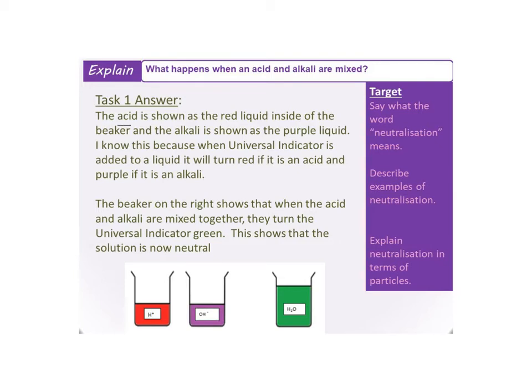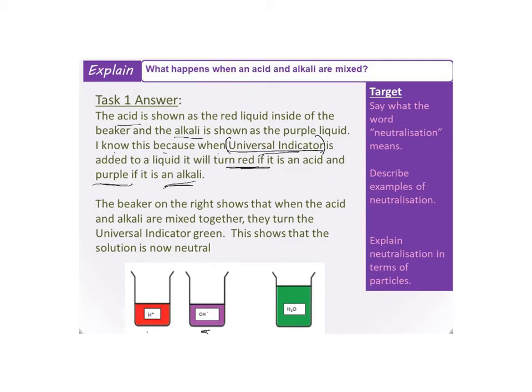The acid is shown as the red liquid inside of the beaker, and the alkali is shown as the purple liquid. I know this because of universal indicator, and that is the dye. If you remember, when we put dye into the different solutions, they turn different colours. So that's just what universal indicator is. I know this because when universal indicator is added to a liquid, it will turn red if it is an acid and purple if it is an alkali.